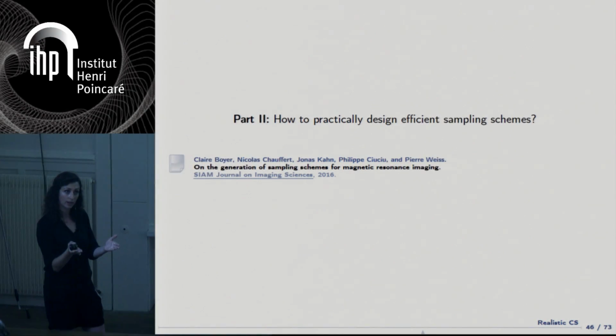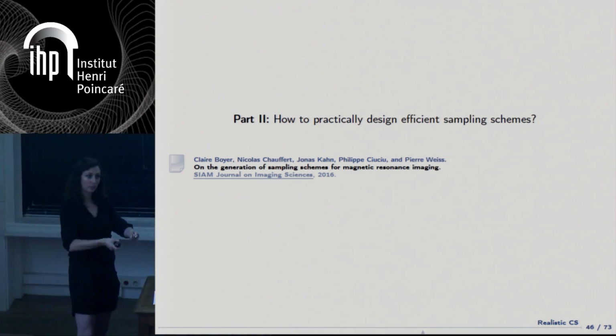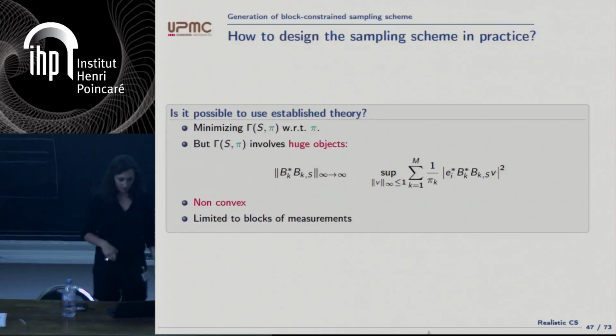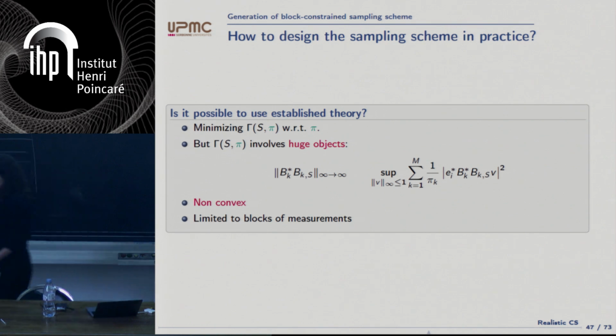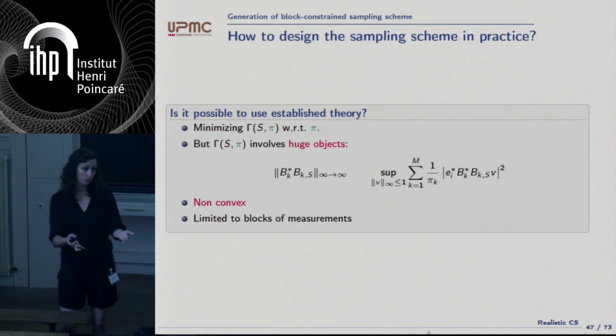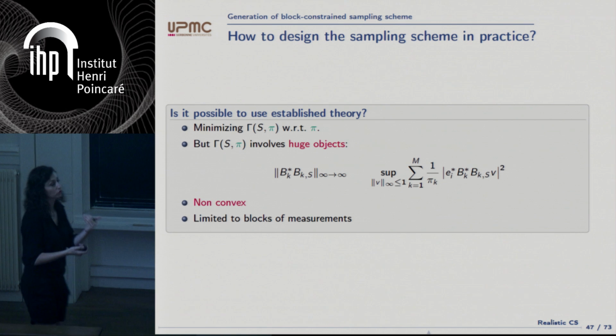This is good, but I need to give a sampling scheme to the practitioner, because he doesn't care about my theorem. So one way to do it is to say I have a blocks dictionary. I know that I should draw from pi. What I could do is just minimize the bound on the number of measurements that I got in my theorem, and I just try to minimize it with respect to pi here.